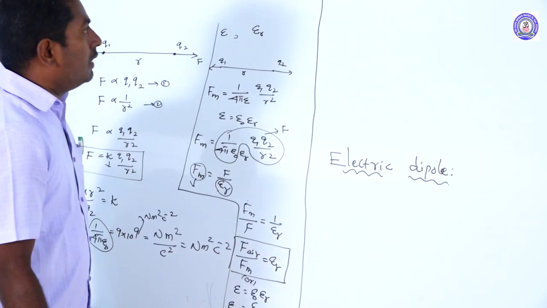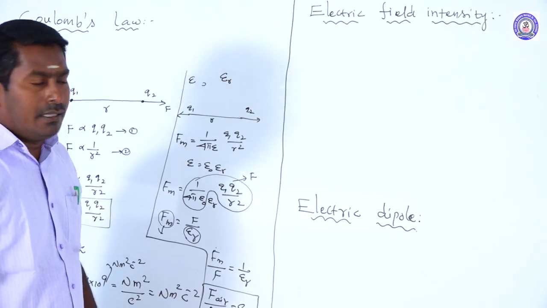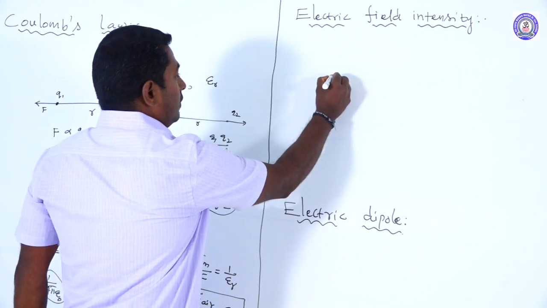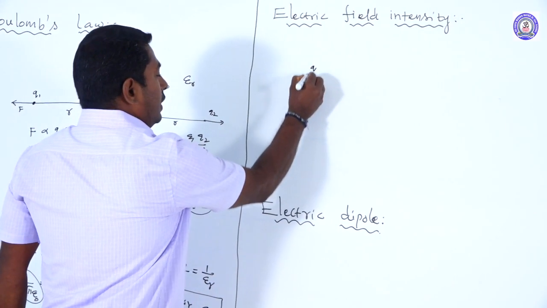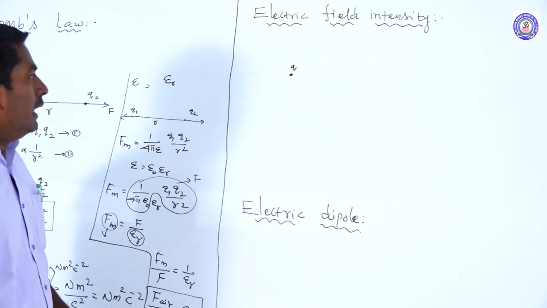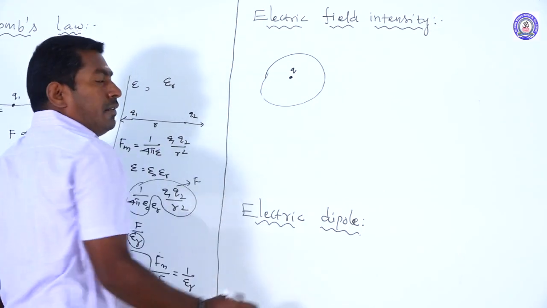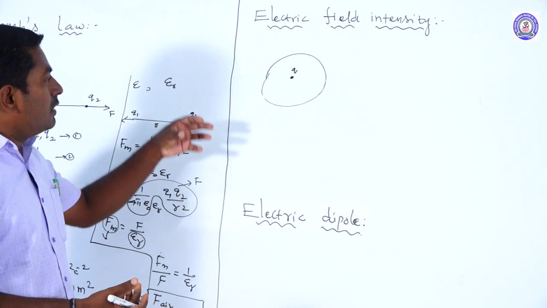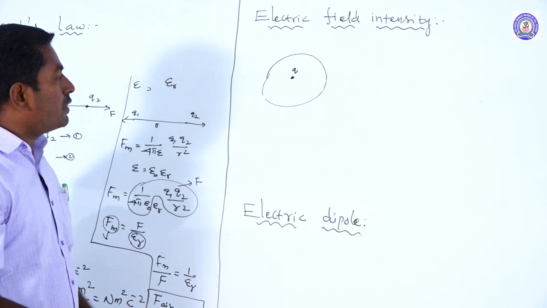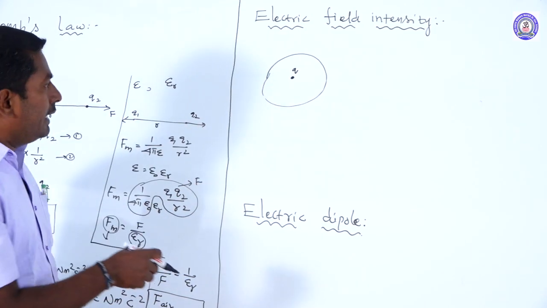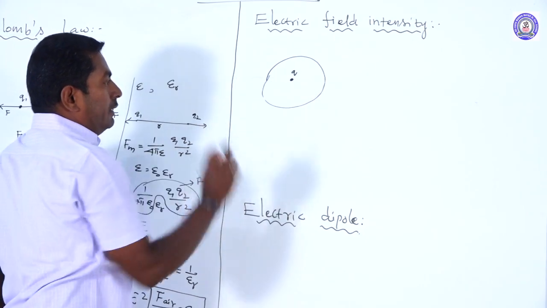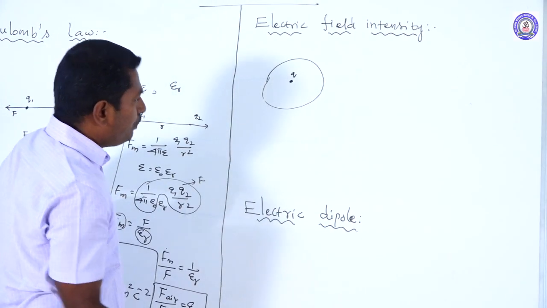So next topic, electric field intensity. Let us consider one point charge Q situated in R medium. It will produce an electric field around it. We know the electric field is established by a source charge, and we are going to calculate the electric field produced by the source charge.